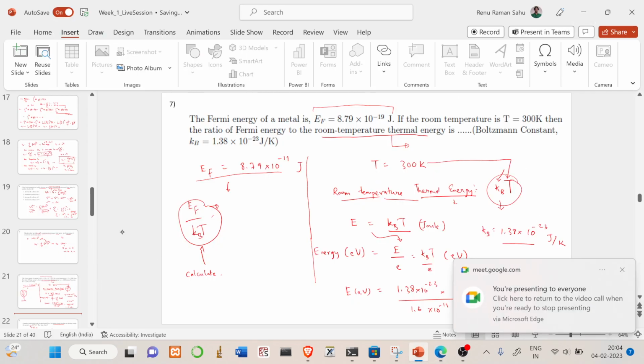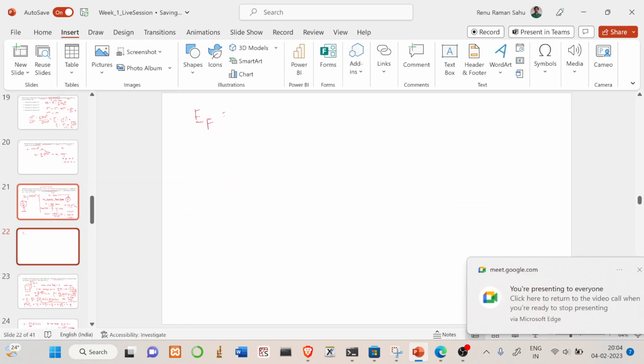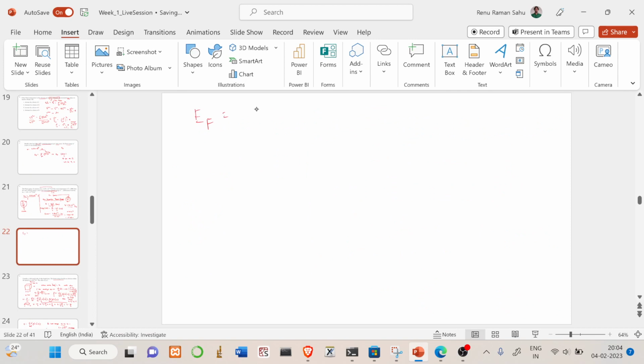I understood your question. Just a second. New slide. It is a ratio. So you have EF, and EF equals some value given. Let's say I'm putting some arbitrary number, which you get from the question. Let's say 10 electron volt, 10 joule. It has given joule, right? Yes, sir. So 10 joules, and temperature equal to 300 Kelvin is given.